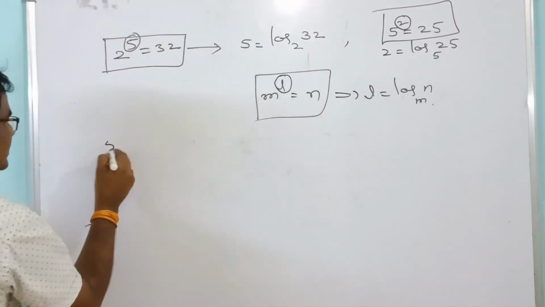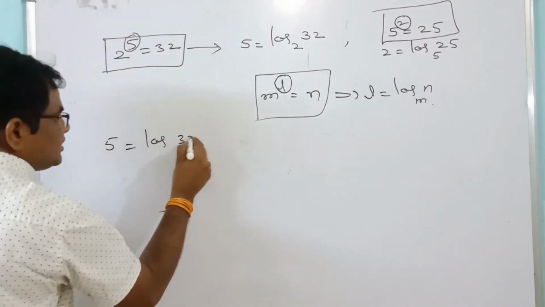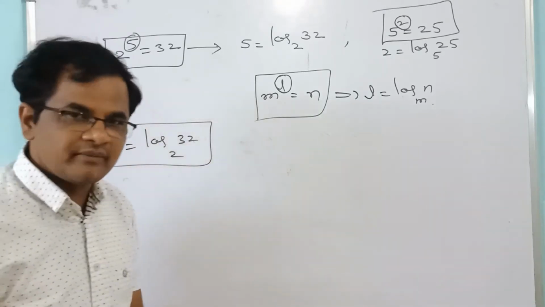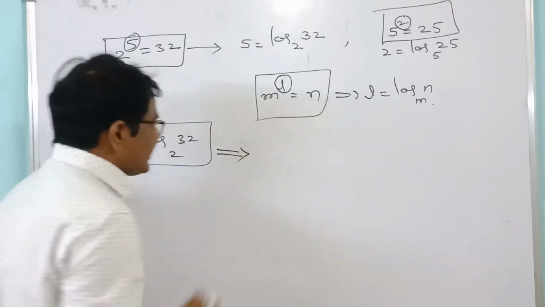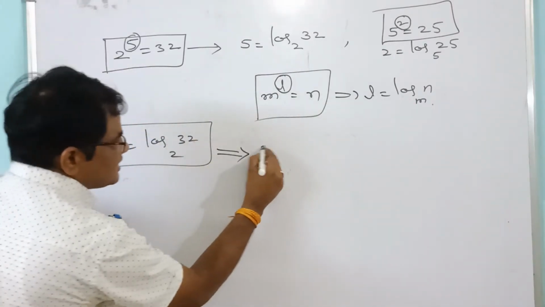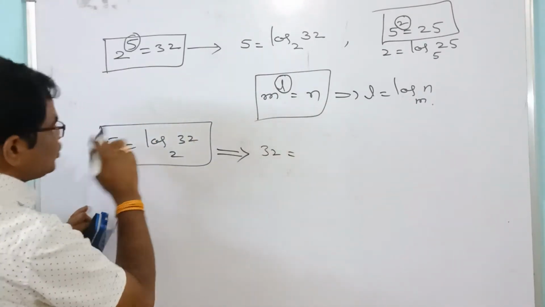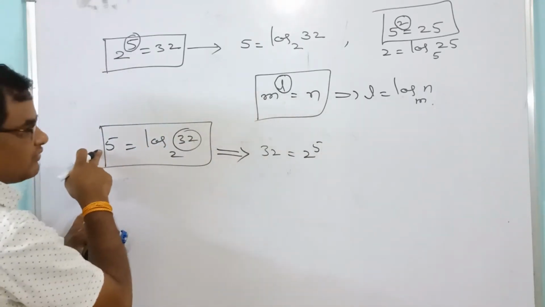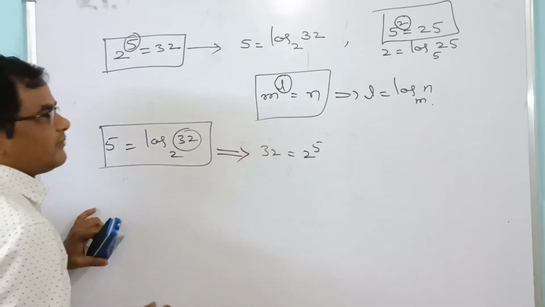Suppose 5 equal to log 32 to the base 2. This is in logarithmic form. How to convert into exponential form? Nothing but 32 equal to 2 to the power of 5. Logarithmic form to exponential form.